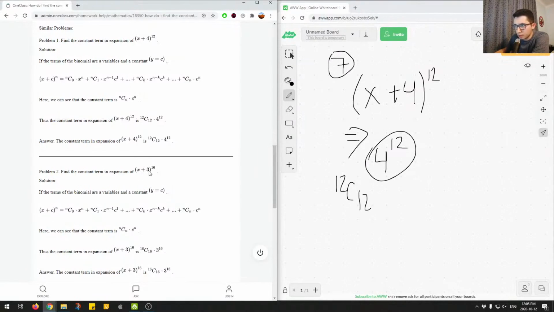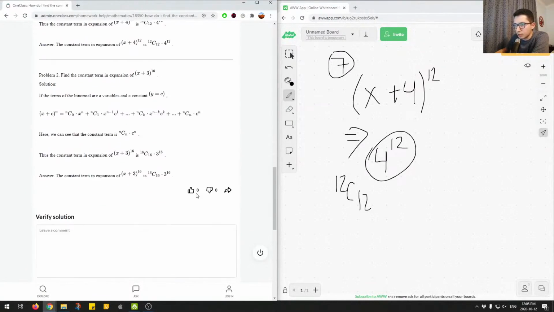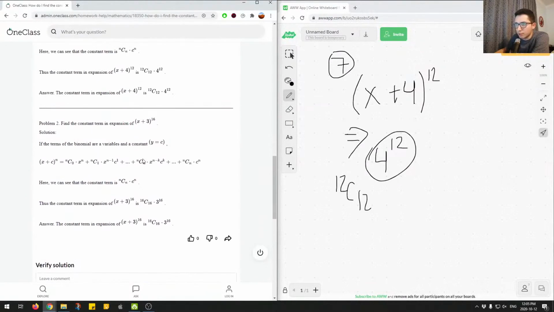Similarly for x plus 3, we do 3 to the power of 16. You can see this is a similar process for these 2 questions. Okay, and these are all the examples that are provided. If we had, let's say, x plus 6 to the power of 3, the constant term would just be 6 to the power of 3. Similarly, if we had another variable and so on.